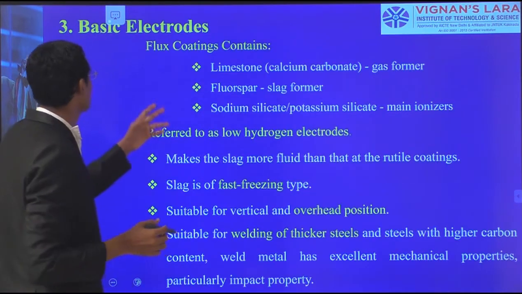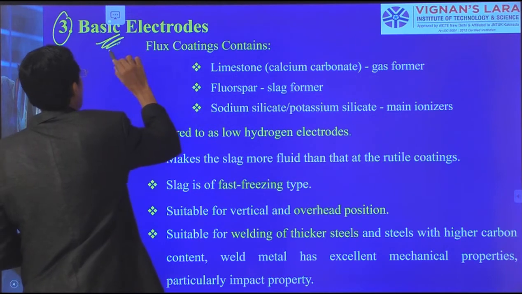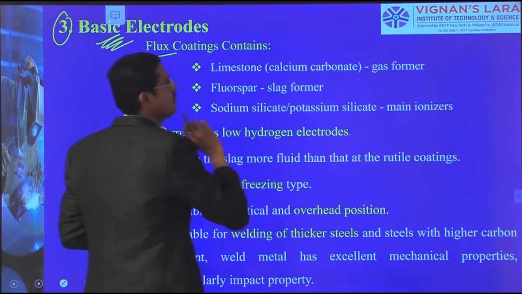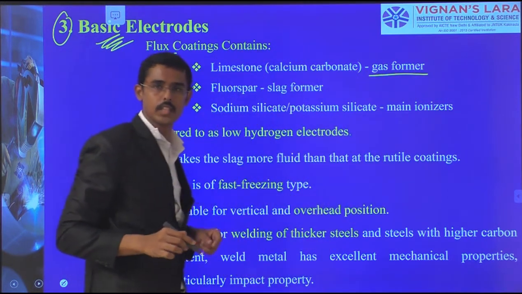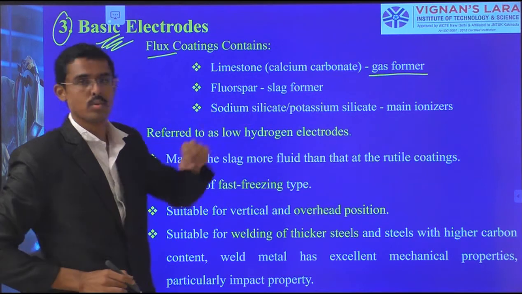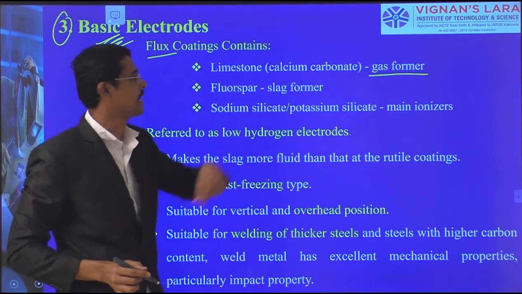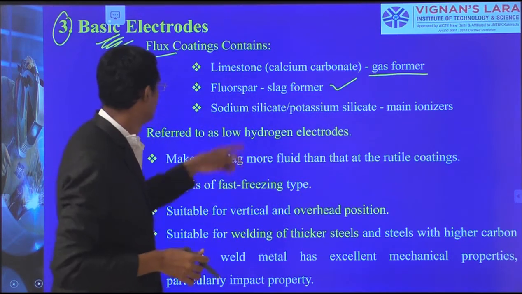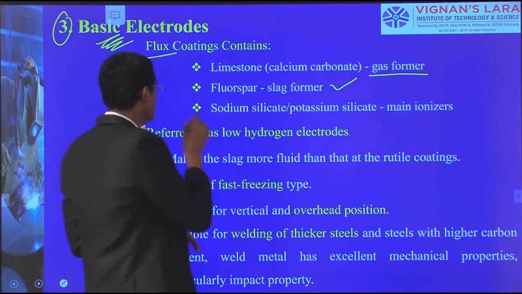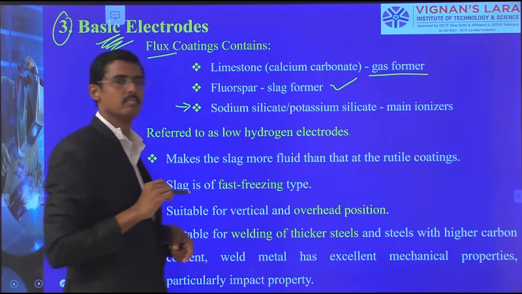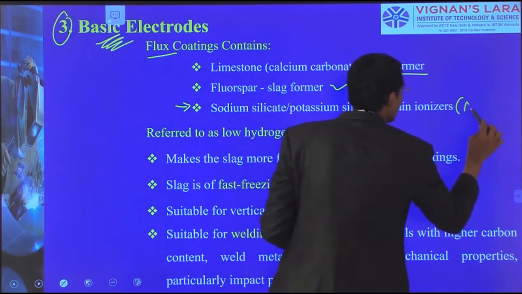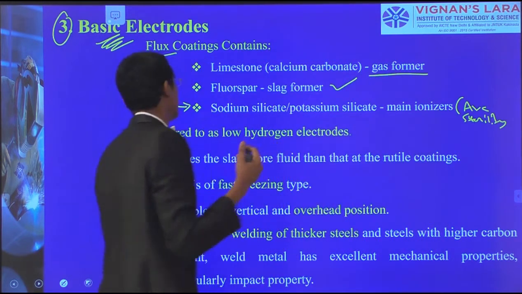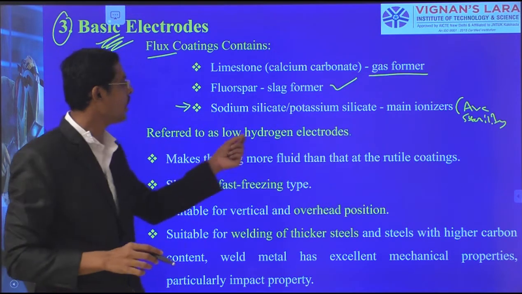So we should come to the last one, the third, basic electrodes. What does it contain? Similarly, this flux contains limestone as a gas former. Shielding gas we are forming through the limestone. Here we are using calcium carbonate. Fluorspar is the slag former, the outer layer, the slag. And sodium silicate, potassium silicate. See, it is the same for all three: arc stability. Arc stability we are getting. And it is referred to as a low hydrogen electrode.